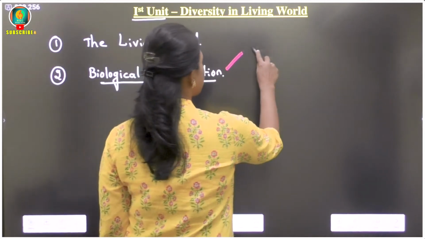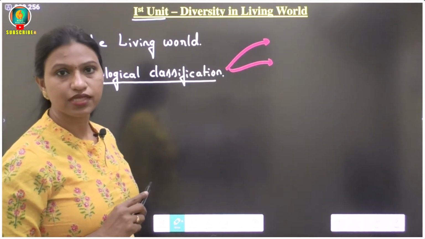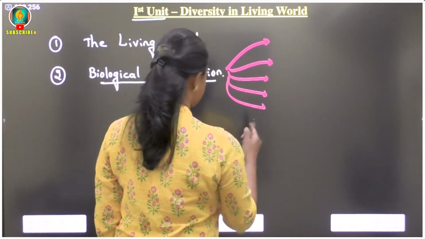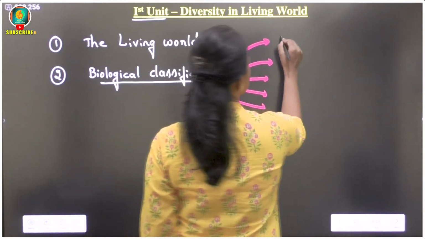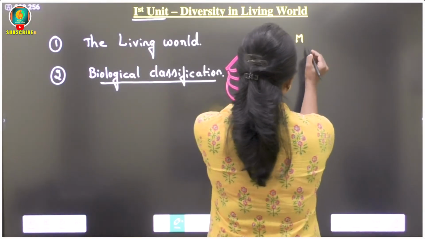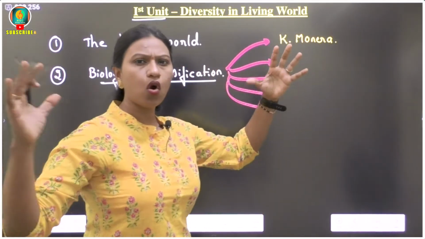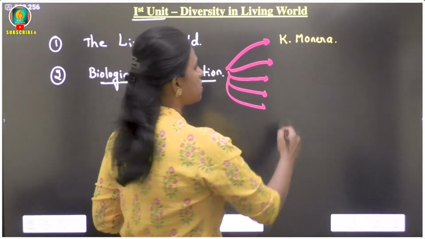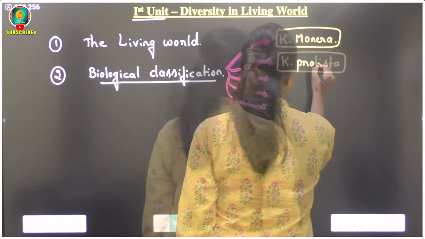You have to remember the names of the total 5 kingdoms because they will also come in this chapter. That's why I'm telling you. Those 5 kingdoms are: the first kingdom is Kingdom Monera. Here K stands for kingdom. In this kingdom, all bacteria are placed. The second kingdom is Kingdom Protista.